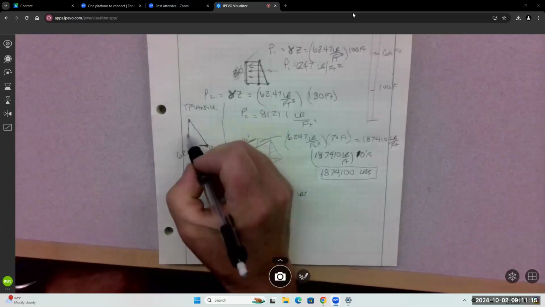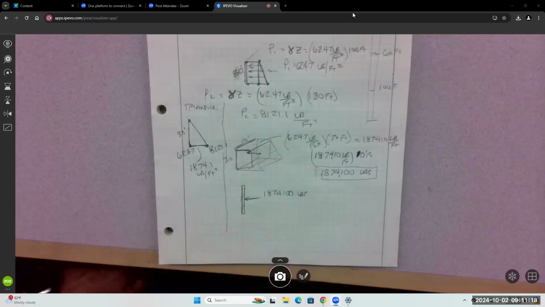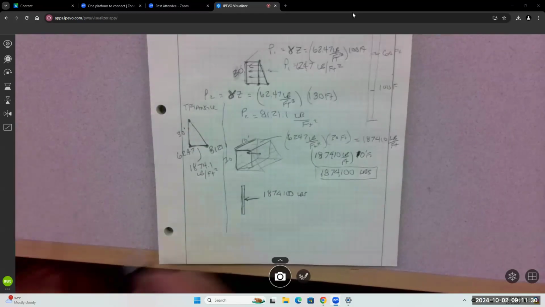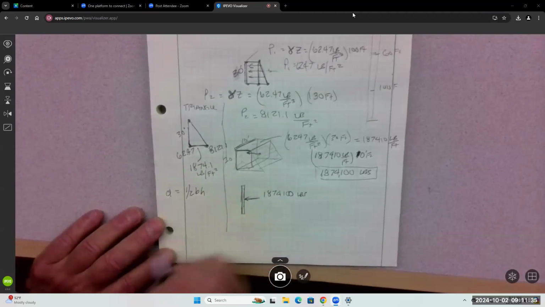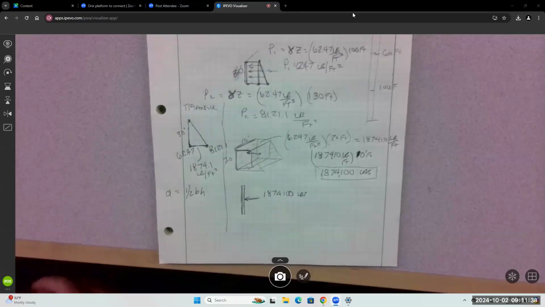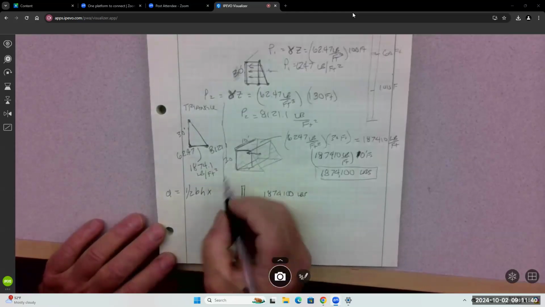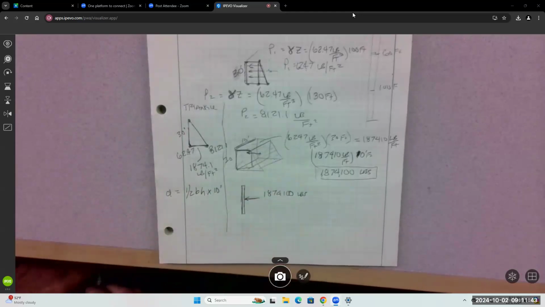How tall is this? 30 feet. To get the volume, wouldn't you just find the area? And extend it. That's exactly right. Area of the triangle. What is the area of a triangle formula? One half base times height. And then we're going to multiply it by 10 feet, right? And that'll give us our hydrostatic force. So it's the area, and then we extend it to 10 feet depth.